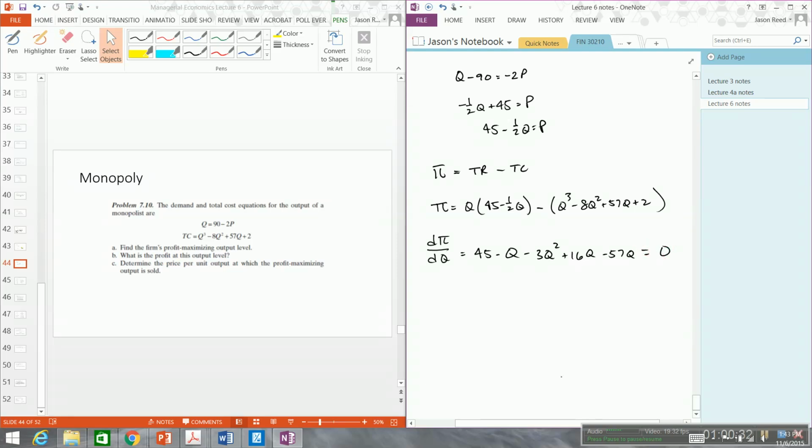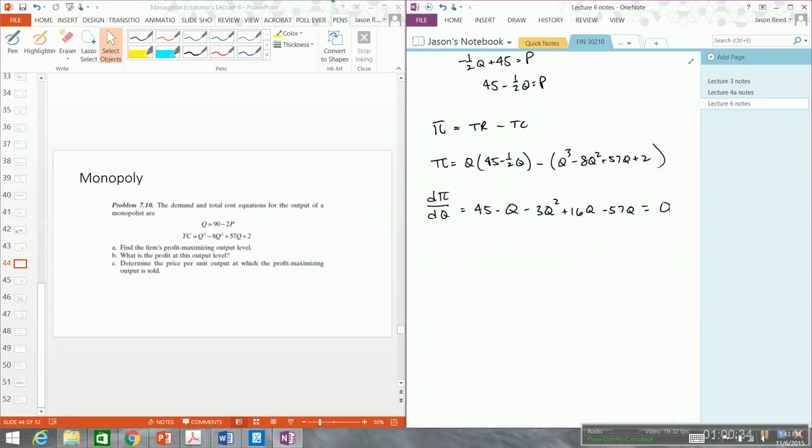So now we have some cleanup to do here. So we can combine some terms. We have negative 57 plus 16 minus 1Q. So we have 45 minus 42Q minus 3Q squared equaling 0.